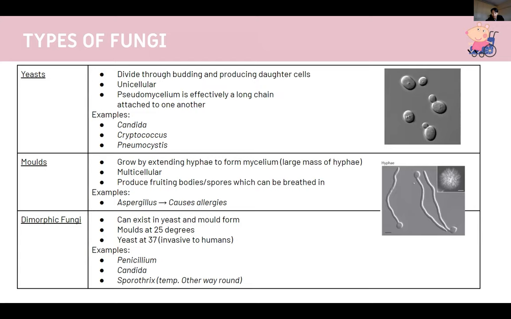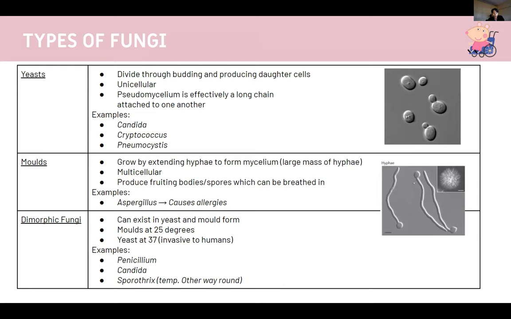And so on the right, we have a little image here. So you can think of yeast as these round spherical organisms, and they replicate by creating a small bud here, which then grows. In contrast, molds grow by extending their hyphae to form mycelium. So hyphae are these long strands over here in contrast to the round shape of yeast. And mycelium is a name for a large mass of hyphae.